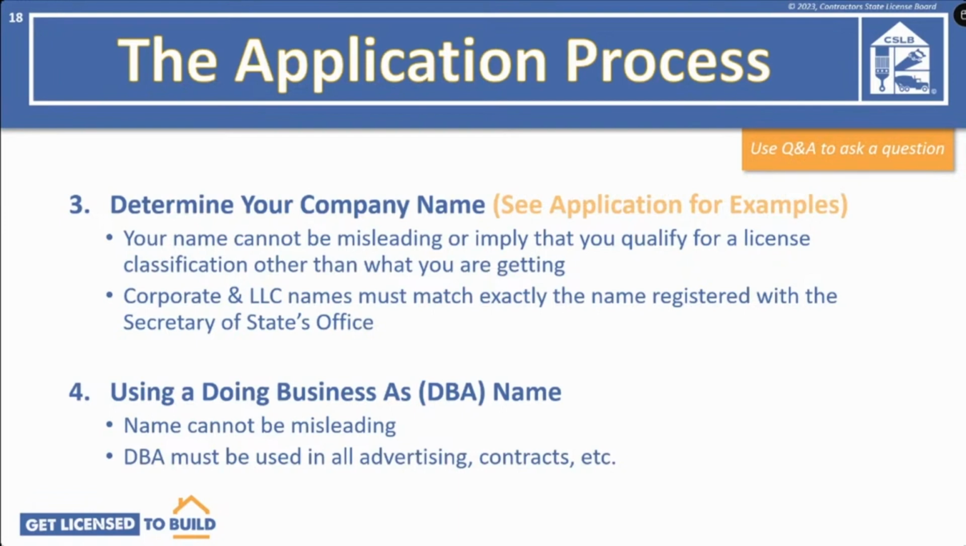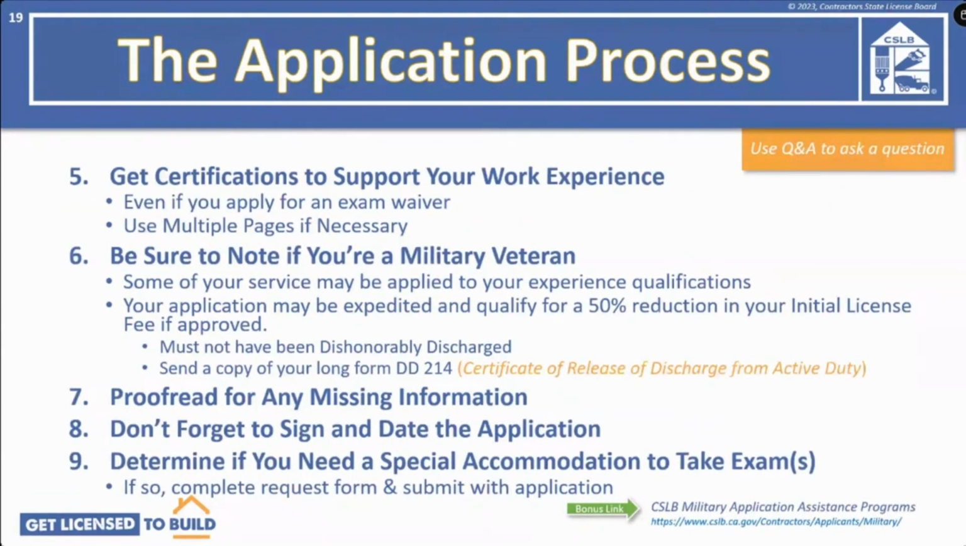The next couple of items are basic but important. Proofread your application for any missing information. Make sure you have provided all answers to all necessary fields. Second, don't forget to sign and date your application. Finally, determine if you need special accommodations to take your exams. If so, complete a request form and submit it with your application. We'll talk about the use of a translator in a little bit.